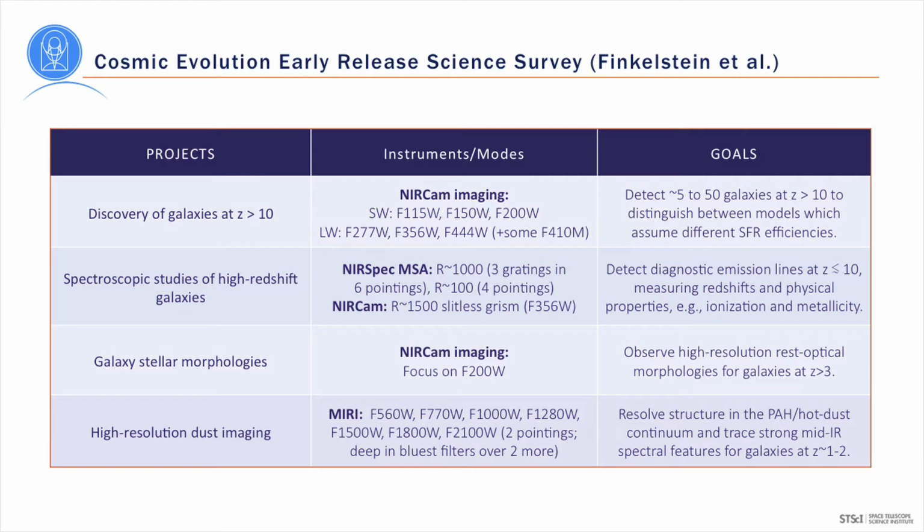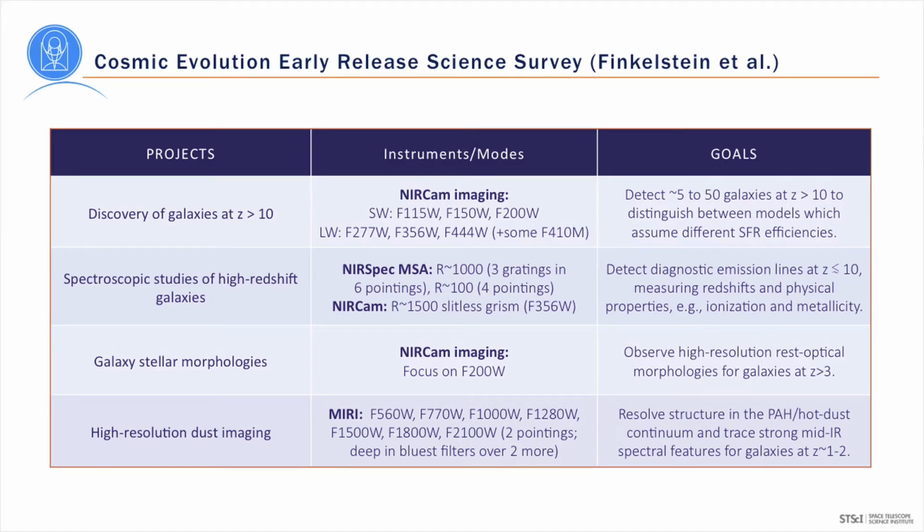Science areas: discovery of galaxies at redshifts greater than 10. Well, HST and Spitzer and other facilities have told us a lot about galaxies and their numbers out to redshifts of 8 or so, but only a little bit about galaxies at higher redshift. CEERS is designed to probe the higher redshift universe. Spectroscopic studies, something I'm particularly excited about, doing rest frame optical and ultraviolet spectroscopy of galaxies at high redshifts for diagnostic science. Galaxy morphologies in the rest frame optical to study the stellar structure of galaxies out to higher redshifts than we could do with HST.